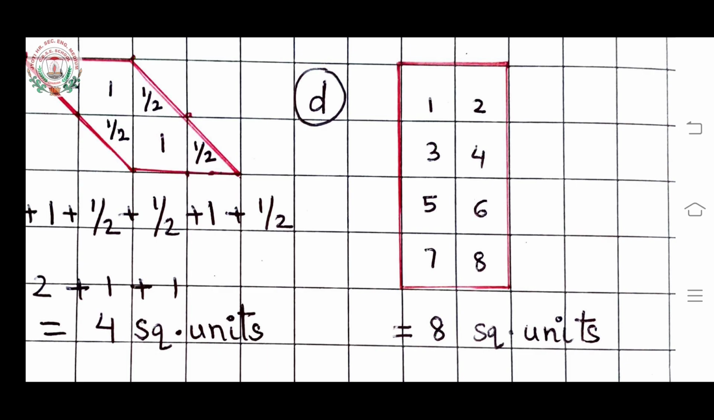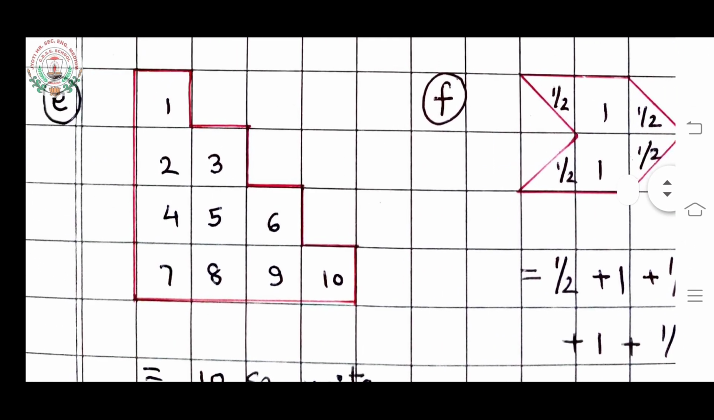So 8 square units. Just a simple one rectangle is given. Not any difficulty in counting also. Now coming to the next figure.